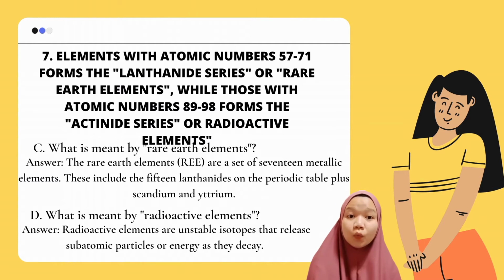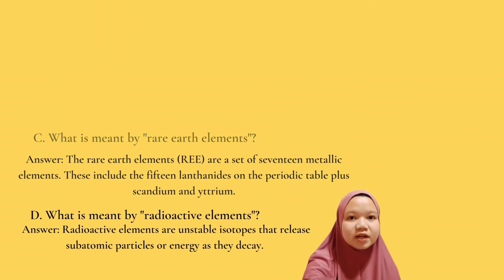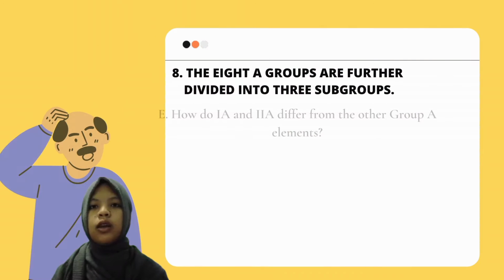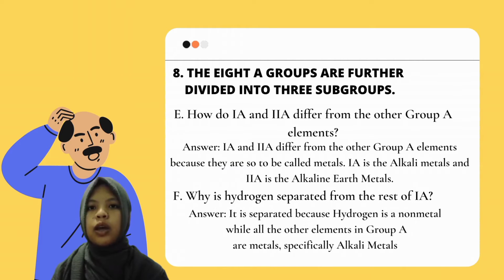Letter D question. What is meant by radioactive elements? The answer is radioactive elements are unstable isotopes that release subatomic particles or energy as they decay. Number 8. The 8 groups are further divided into 3 subgroups. So the question is, how do 1A and 2A differ from the other group A elements? The answer is 1A and 2A differ from the other group A elements because they are so-called metals. 1A is the alkali metals and 2A is the alkaline earth metals.